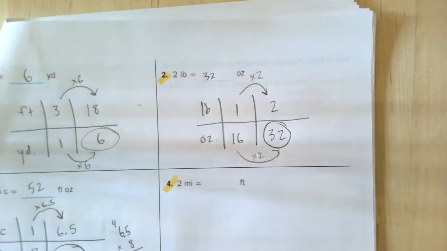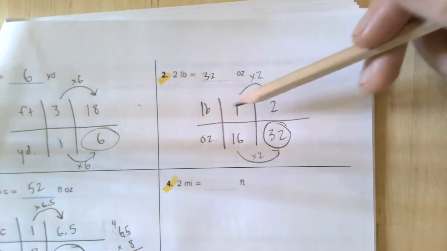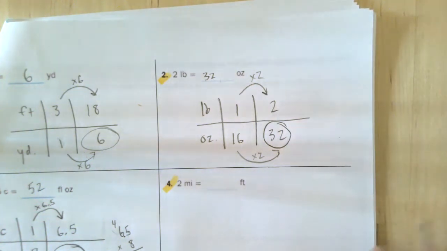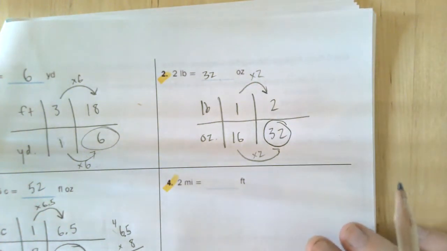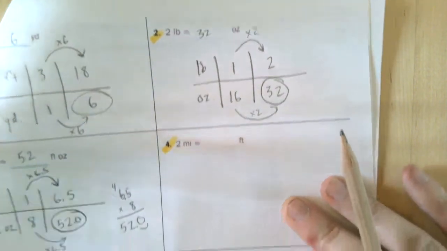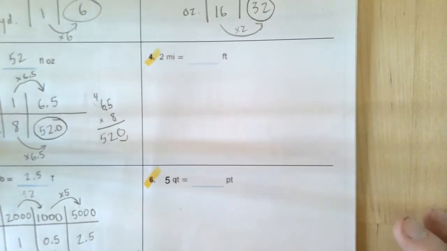Okie doke, so this is what I got. I got 32 ounces. Labeled pounds and ounces, went to the chart, had to multiply by 2, got 32 ounces. Hopefully you got the same. If not, see what you did wrong, maybe correct that there, and we'll keep going. Number 4, miles to feet. Again, pause the video, try it on your own, unpause it when you're done. We'll check it out.